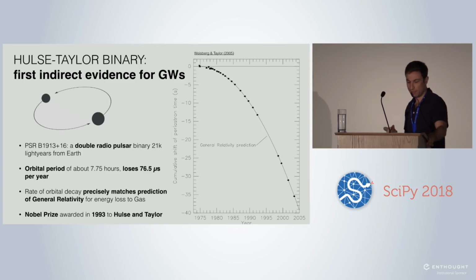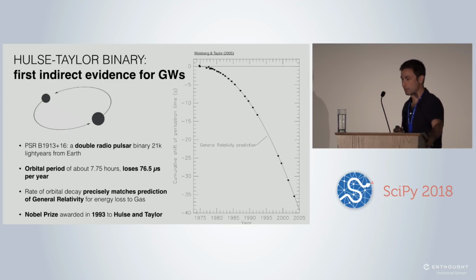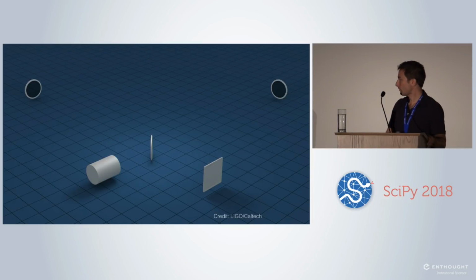And so we can tell that this binary, which is orbiting with a period of about 7.75 hours, is losing 76.5 microseconds per year. And it's losing it at a rate that is exactly predicted due to the loss of energy and angular momentum to gravitational waves. And Hulse and Taylor won the Nobel Prize in 1993 for demonstrating this.